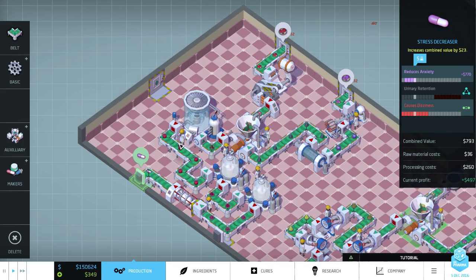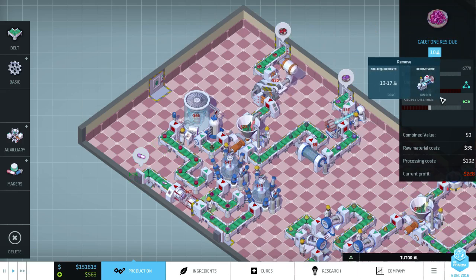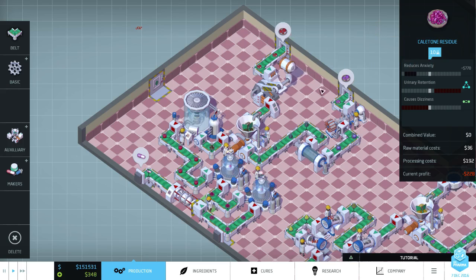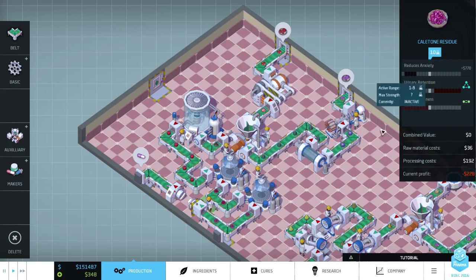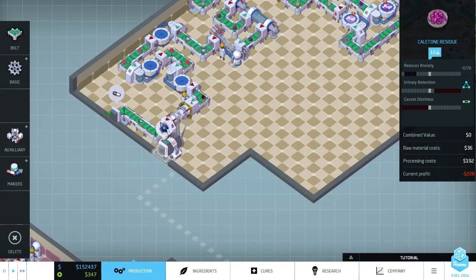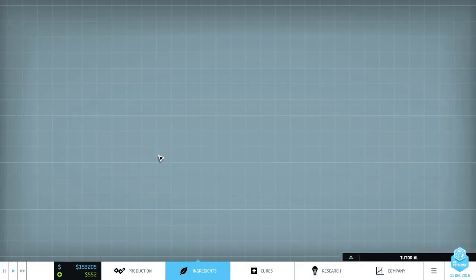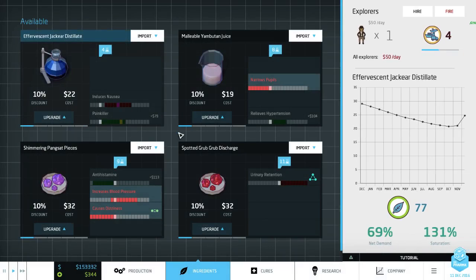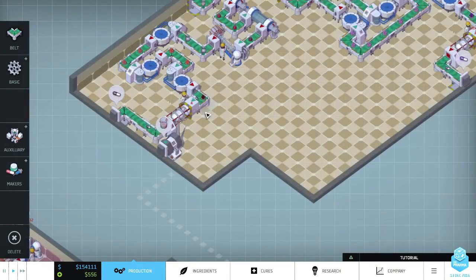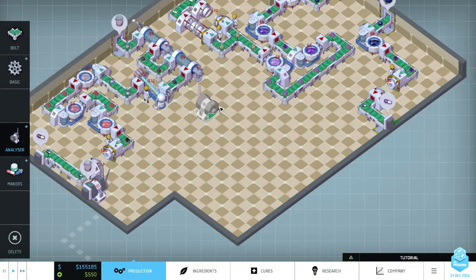And this was the reduces anxiety cure that we're working on. If we wanted to, getting rid of that cure's dizziness, causes dizziness, would have been a great move. So that has been researched, and now all we need to do is research the next thing. So that tells us the max strength of stuff. We'll import that one next. And what I'm actually going to do is I'm going to speed this up. Okay, grab another analyzer.